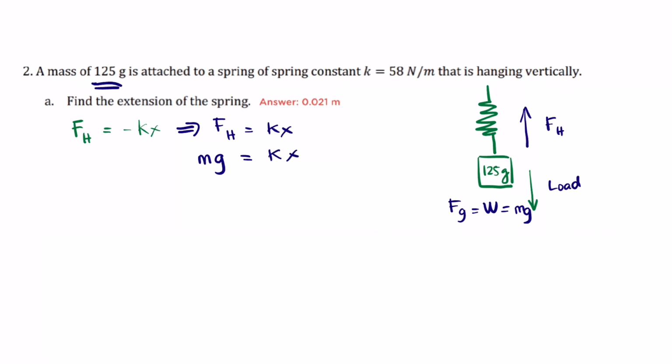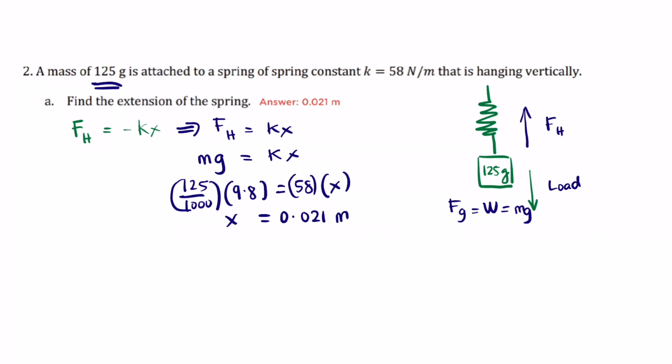So the mass is 125 grams. We need to convert that into kilograms by dividing it by 1000. So the mass is 125, we divide that by 1000 in order to change it into kilograms, times 9.8, which is the acceleration due to gravity, is equal to the spring constant, which is 58 newtons per meter, multiplied by x, or the extension of the spring. We put these values in the calculator. x is equal to 0.021 meter.